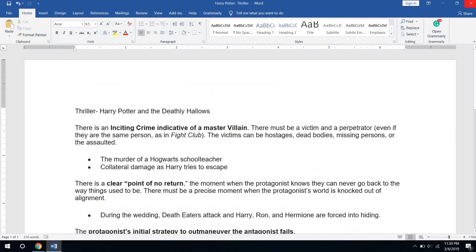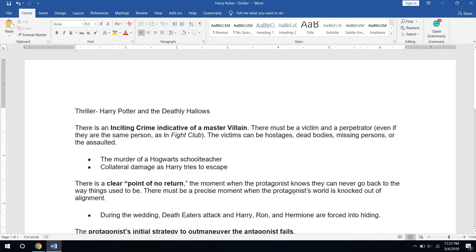So I went through and analyzed Harry Potter and the Deathly Hallows. And I picked the last one because it's the one that conforms most to the thriller genre. Because the other ones are a series, so the endings get kind of messed up. Sometimes the inciting crimes get a little messed up too, because sometimes it's just going off of what the previous book was in. But yeah, in this book, there are some inciting crimes indicative of a master villain.